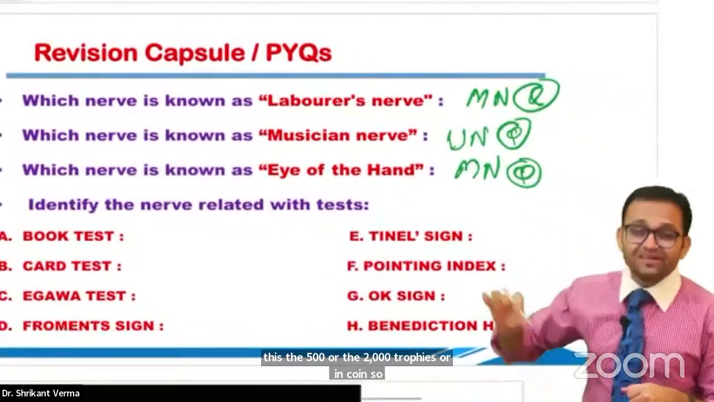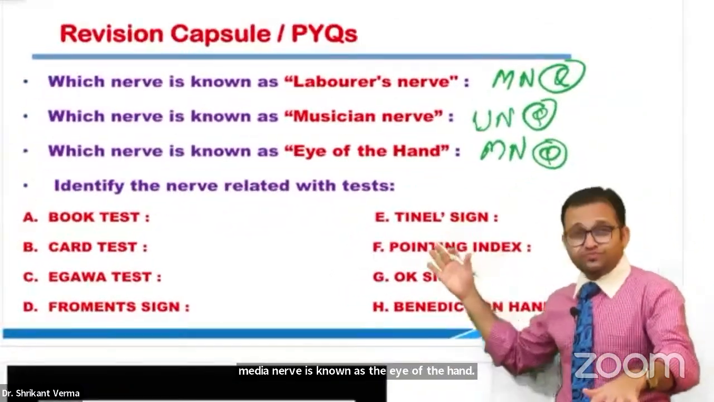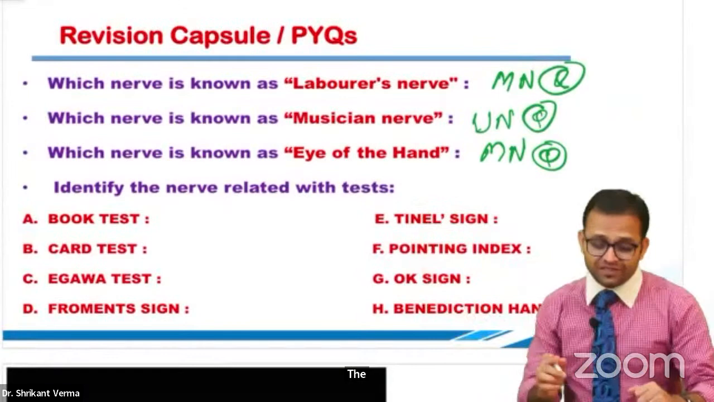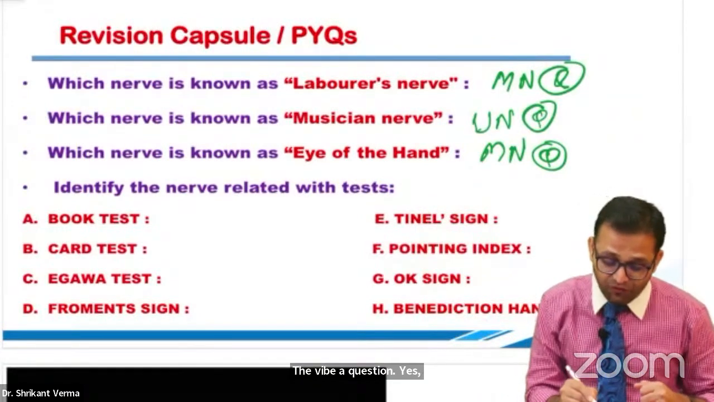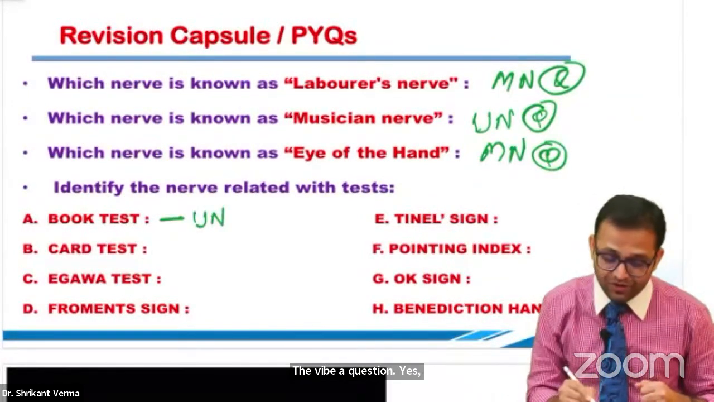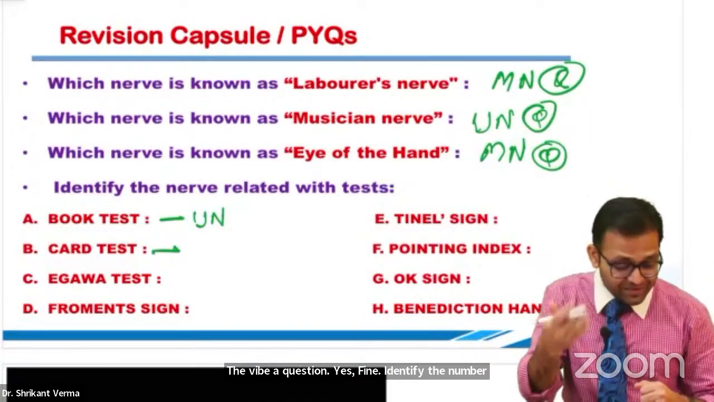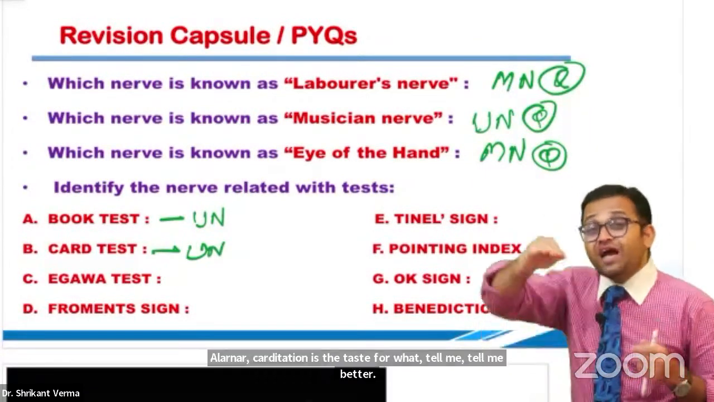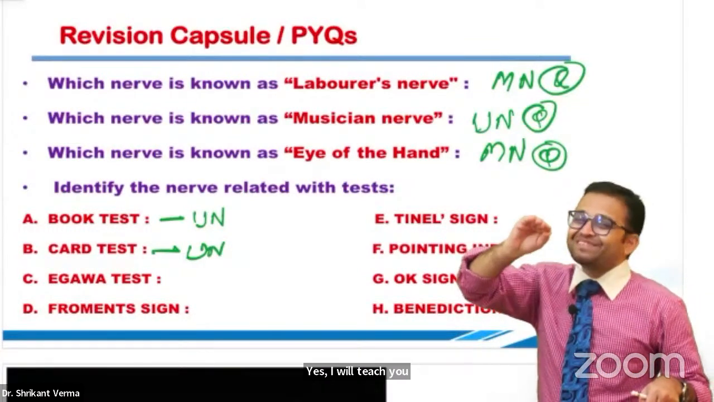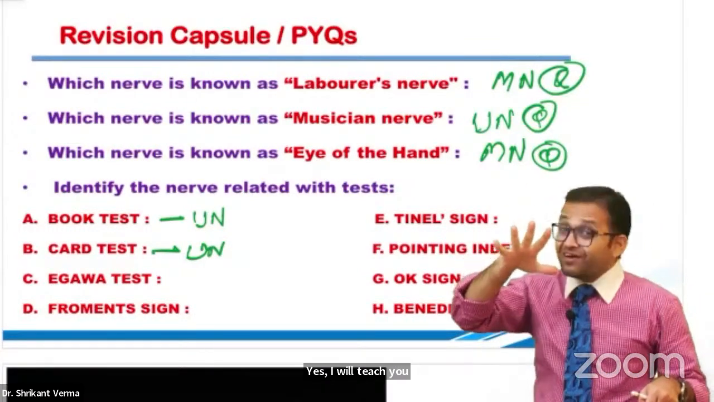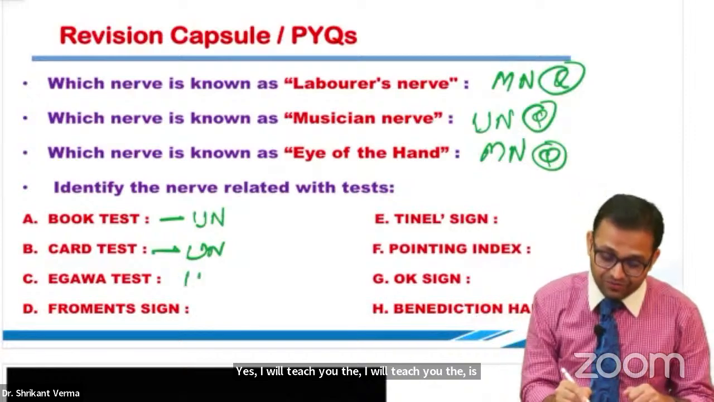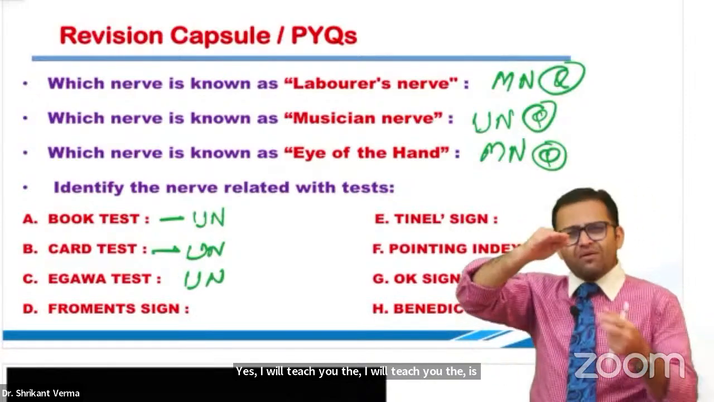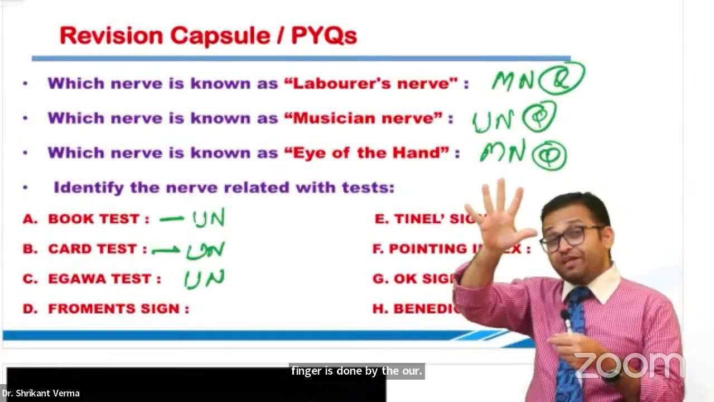The viva question, previous MCQs. Identify the nerve related to the test. Tell me, Book test is the test for what? Sir, ulnar nerve. Card test is the test for what? Yes, ulnar nerve. Igawa test, I will teach you. The Igawa test is the spreading of the fingers. Yes, this spreading of the fingers is done by our ulnar nerve. Remember, for the Igawa test, you just have to spread the fingers.